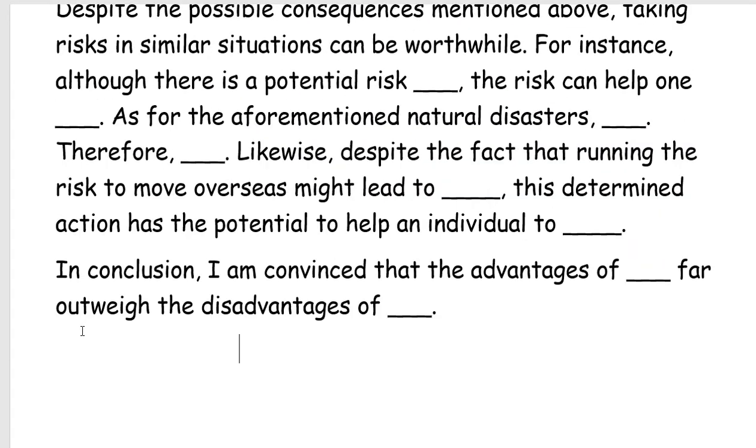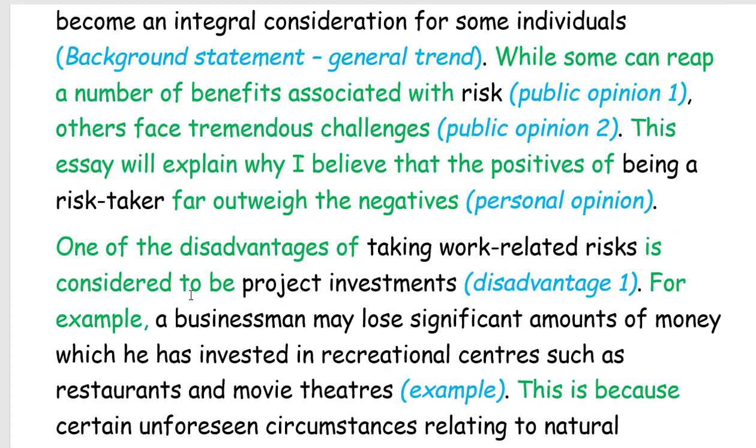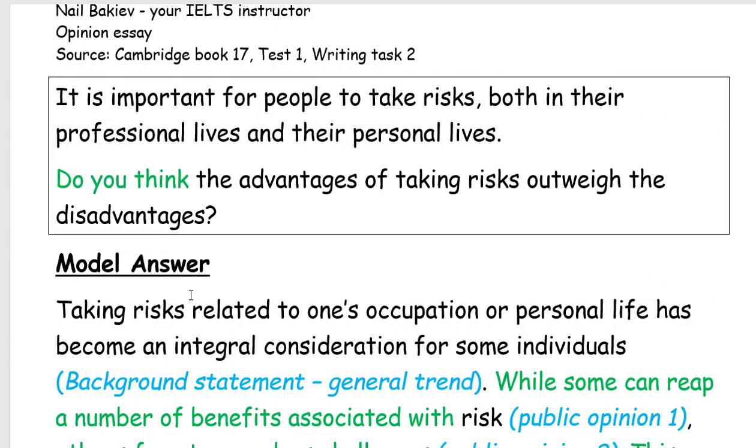All right, I hope you have understood how to use this structure, because the structure is pretty complex, because here you need to focus on the advantages and disadvantages. And then you need to compare and contrast, and then ultimately you must choose whether the advantages outweigh the disadvantages.